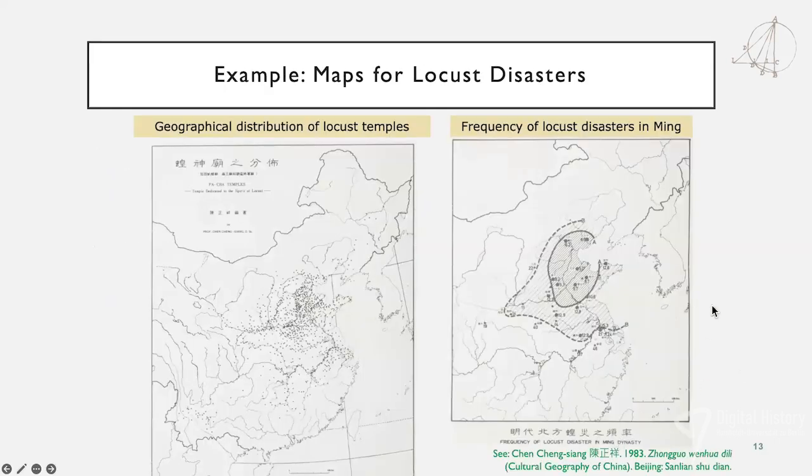Let's see a real example. If the term that I'm talking about is locust temple, here there was a Chinese geographer. His name was Chen Zhengxiang, and he was commissioned by the International Geographic Society to produce a map of locust disasters for China. But at the time, there was no such data set.